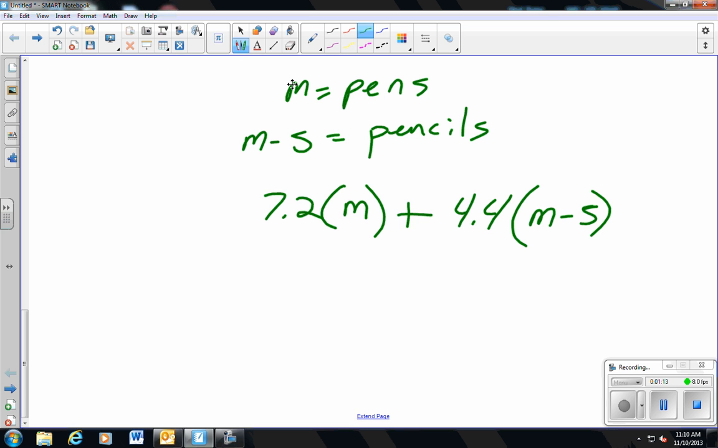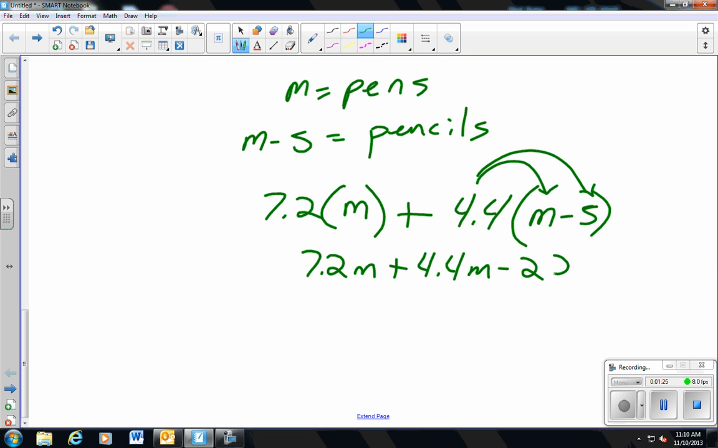Now we see that we have two M's in here, so we're going to have like terms we can take care of. So 7.2M plus, and then we distribute this out, distributive property, and we get 4.4M minus 22. And then we add our like terms, 7.2M plus 4.4M is 11.6M minus 22. And we can't add or subtract those two because they are not like terms. The 11.6 has an M attached, the 22 does not, so they're not like terms.